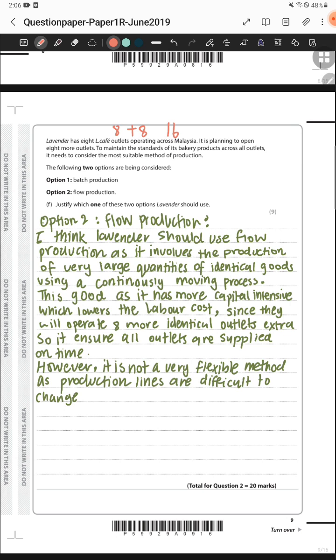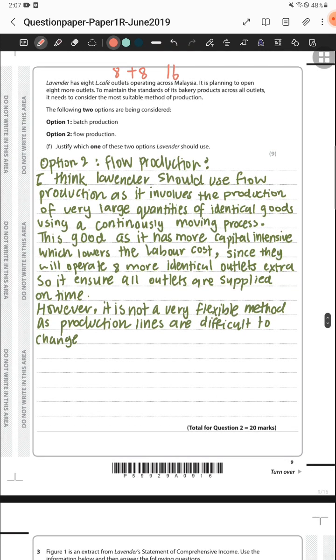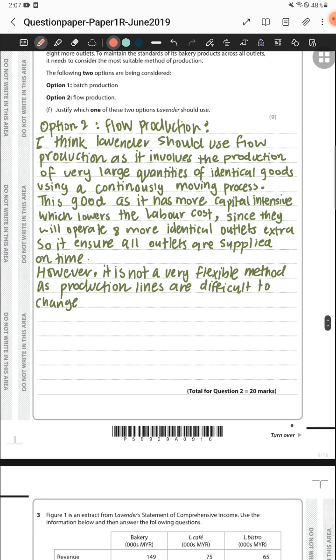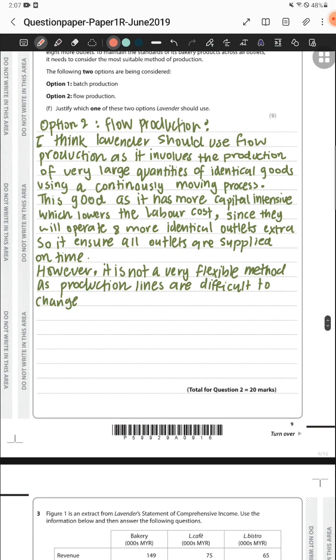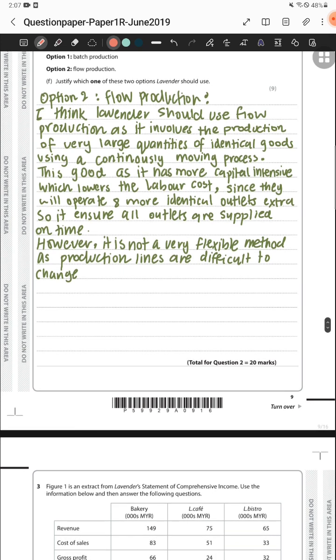Like I said, large quantities of identical goods using a continuously moving process, not unlike batch production. This is good as it is more capital intensive, which lowers the labor costs, since they will operate 8 more identical outlets, so it will ensure all outlets are supplied on time. However, it is not a very flexible method as production lines are difficult to change. Okay.